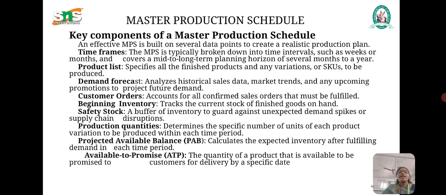So production quantity determines the specific number of units of each product variation to be produced within each time period, what is the quantity and quality and so on. Projected available balance calculates the expected inventory after fulfilling the demand in each time period. Next one, available to promise. So they have to always keep up the promise, because customer is the king of any business. They have to keep up the promise in order to meet out the demands.